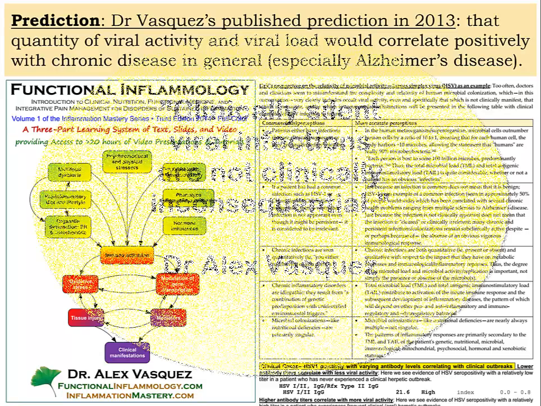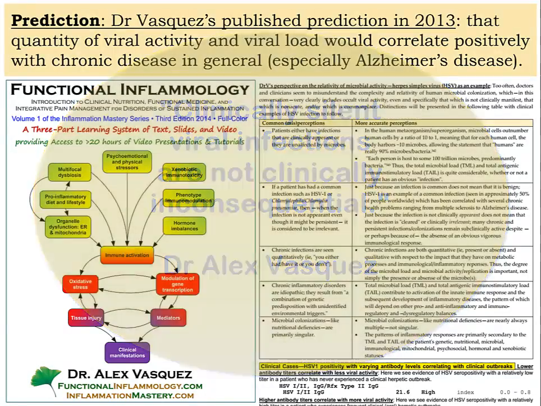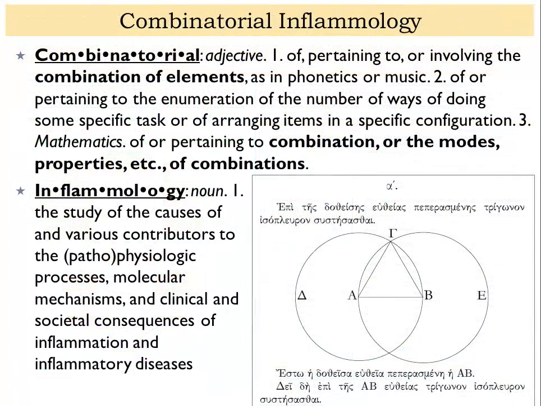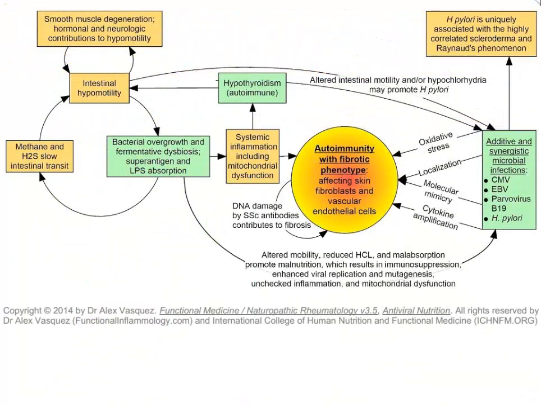So I think the two most important points that I made back in 2013 are that, number one, clinically silent viral infections are not clinically inconsequential. For example, if a patient has herpes simplex virus and they're not experiencing an outbreak, they could still be suffering consequences of that viral infection, especially when we connect that infection with the pathophysiology of Alzheimer's dementia. Number two, what I want us to focus on is appreciating how viral infections work in a combinatorial fashion, so that an individual patient's pattern of viral infection and viral expression is part of what creates their clinical picture.